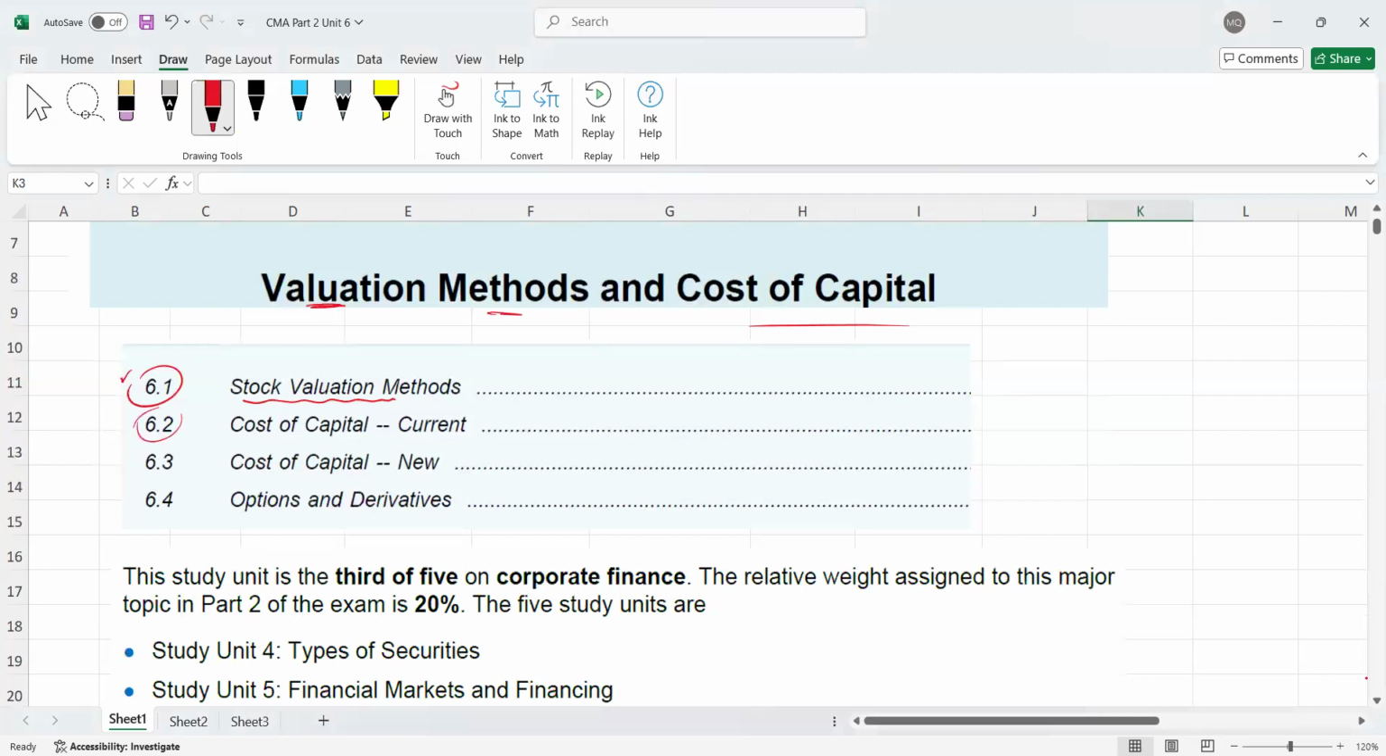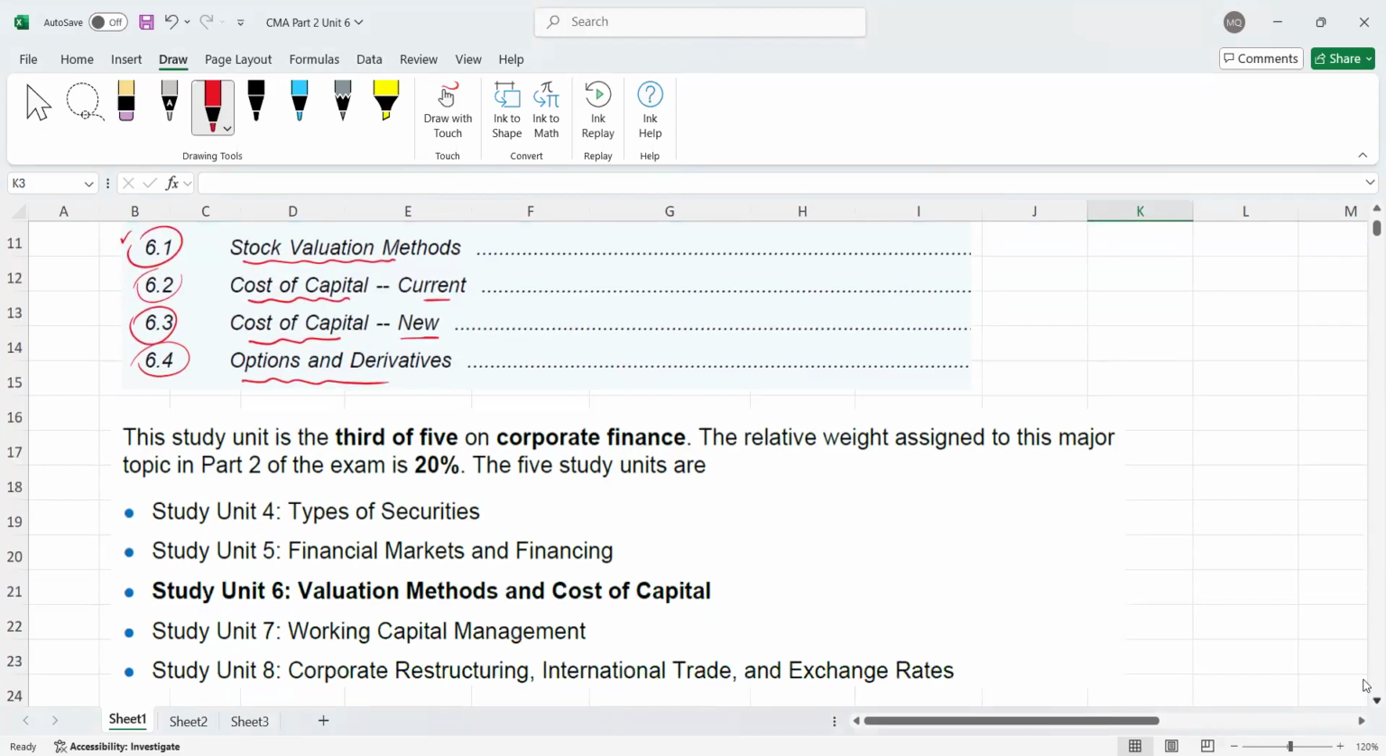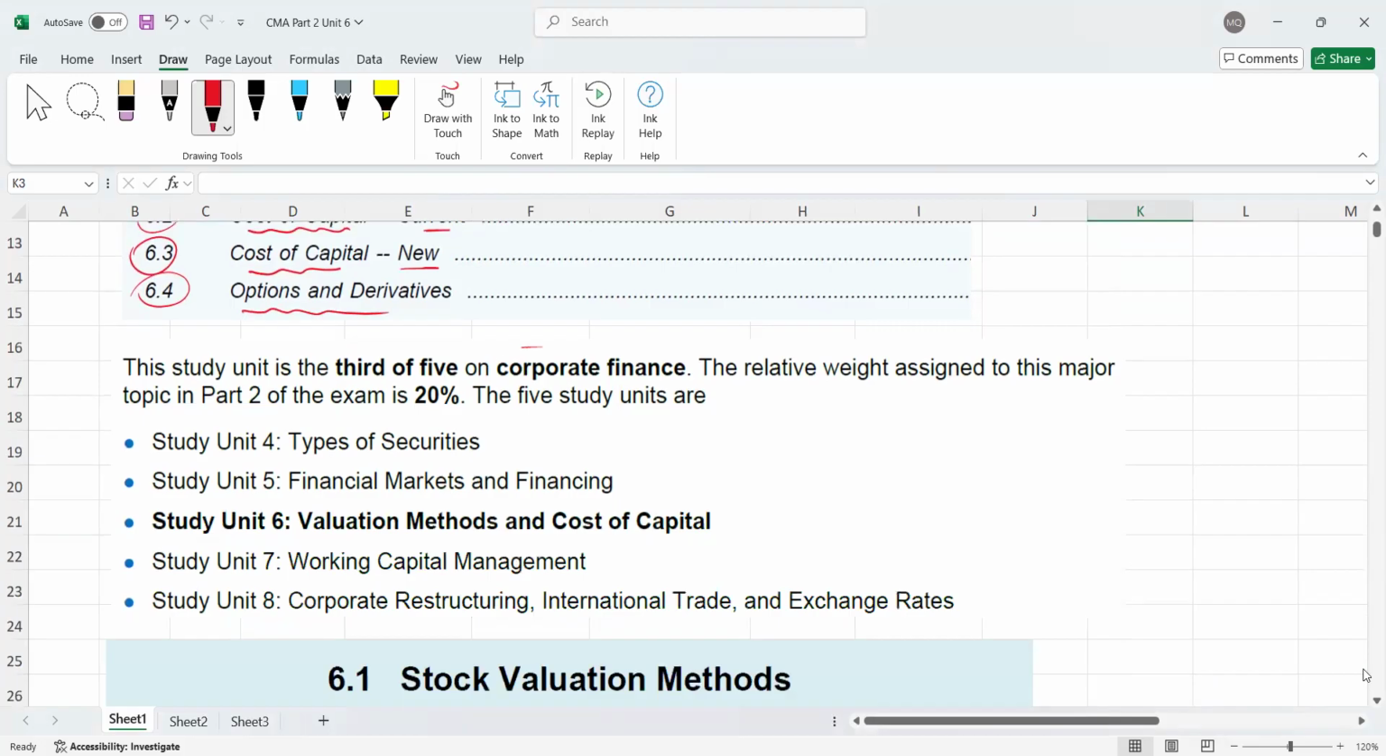Then we have topic 6.2, which is about cost of capital, the current cost of capital. Then 6.3, which is cost of capital for new sources. And then 6.4, which is about options and derivatives. Please remember unit 6 is part of the corporate finance section.